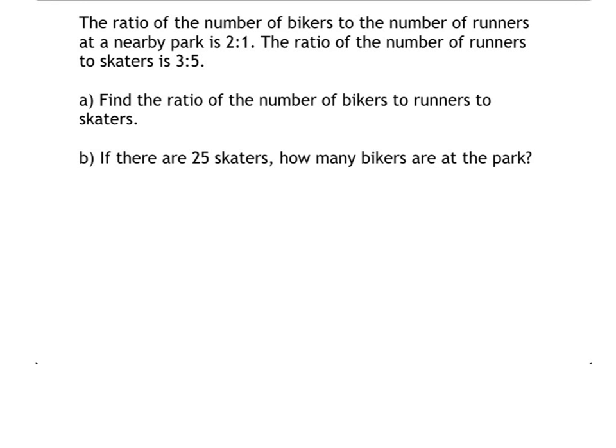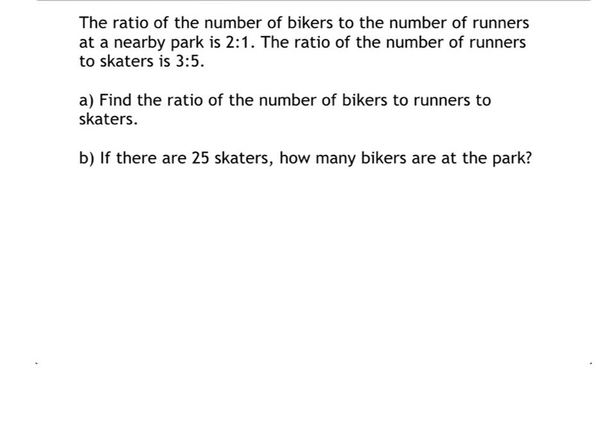Welcome. We're going to continue to take a look at solving problems with ratio and proportion using modeling. And we're going to start by reading the problem and determining what the problem is all about. Here we go. The ratio of the number of bikers to the number of runners at a nearby park is 2 to 1. The ratio of the number of runners to skaters is 3 to 5.